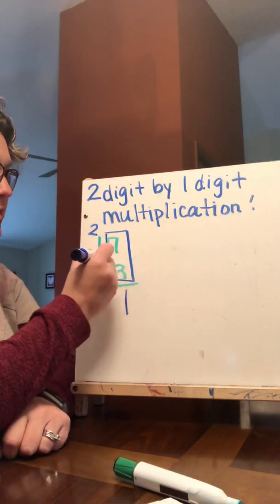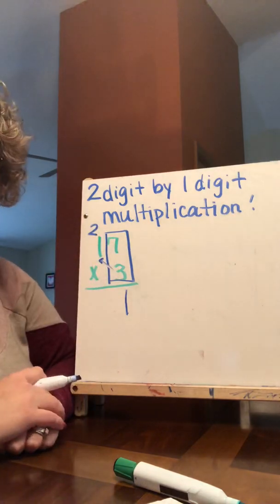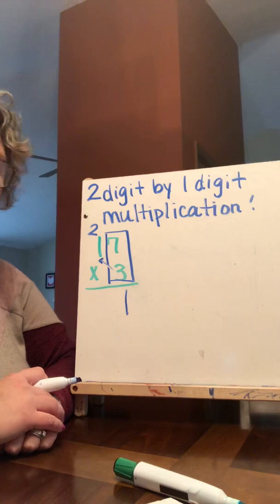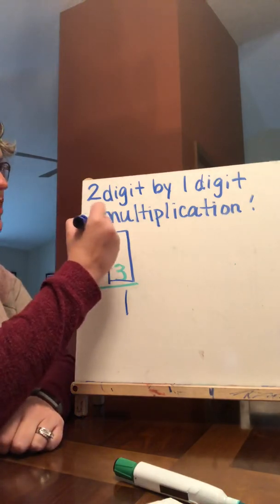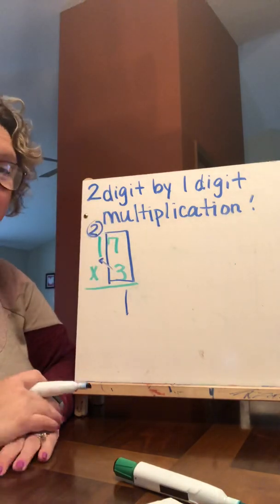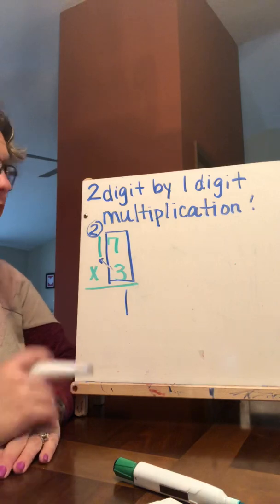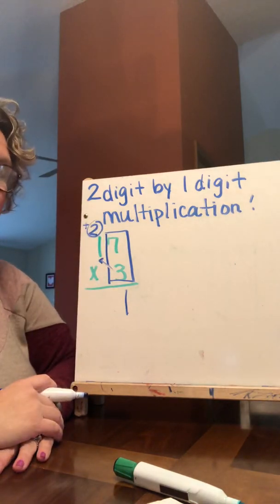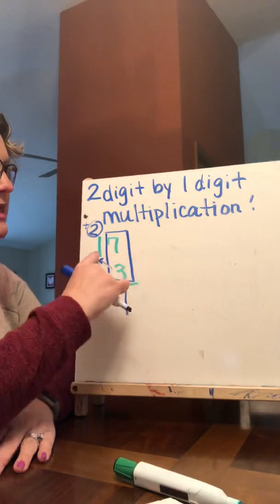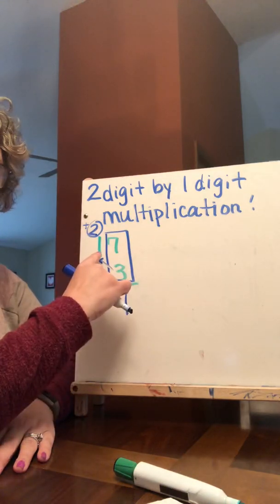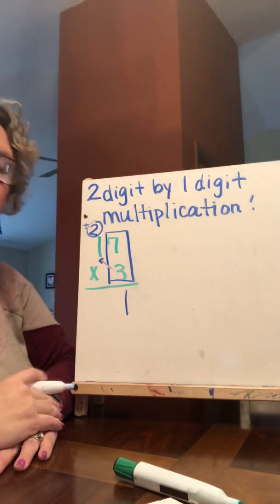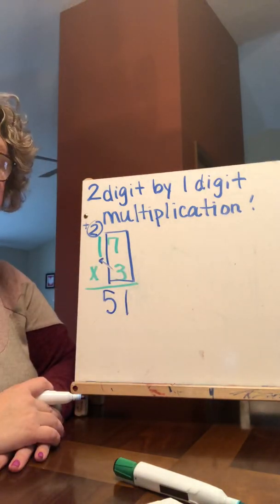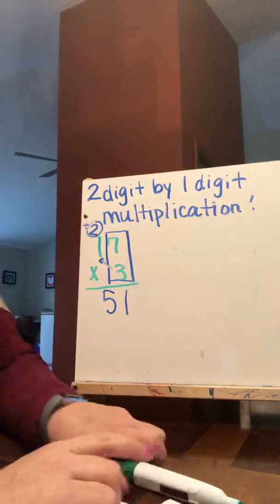Now I want to multiply 3 times 1. 3 times 1 is 3. I don't want to forget about this 2 up here. I am not going to multiply that answer by 2. I'm going to add what was left over. So I'm going to add my 2. So I'm going to take 3 times 1 is 3 plus 2. 3 plus 2 is 5. 17 times 3 is 51.